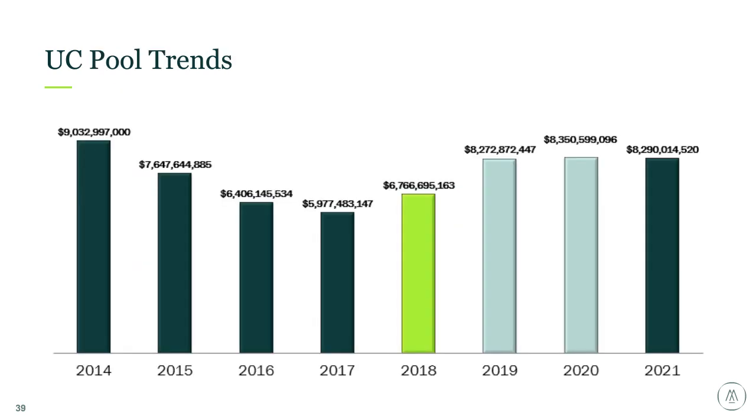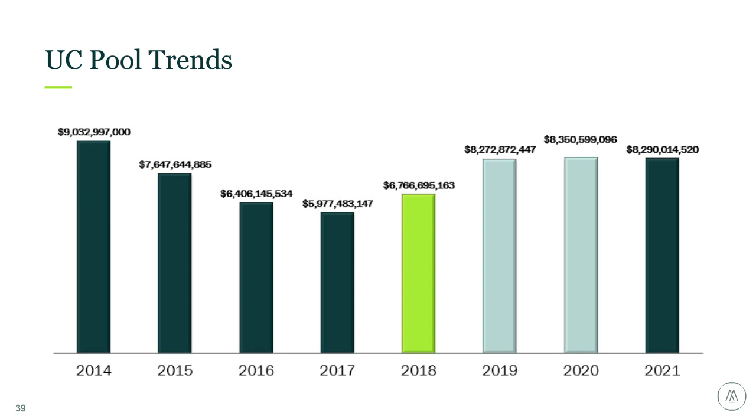As you can see from a trending perspective, the UC pool in 2014 was $9.033 billion, and then steadily declined as the rate of the uninsured declined in the U.S., or at least what was estimated to decline using CBO data. CMS switched to a new metric in 2018, and as a result of those changes to various factors that impact coverage under the Affordable Care Act, the rate of uninsured ticked up in 2018 and 2019, with it basically being pretty much flat in 2020.